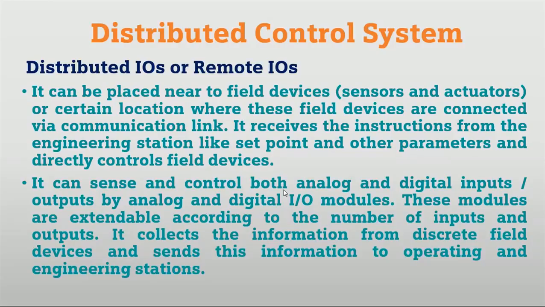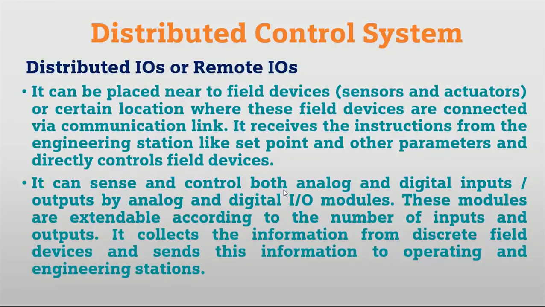Distributed IO or remote IO. It can be placed near the field devices where sensors and actuators are connected with the system, or at certain locations where these field devices are connected via a communication link. It receives instructions from the engineering station, like set points and other parameters, and directly controls field devices.